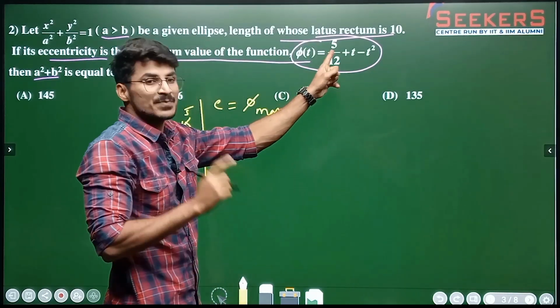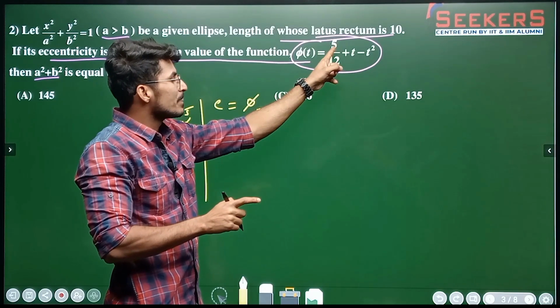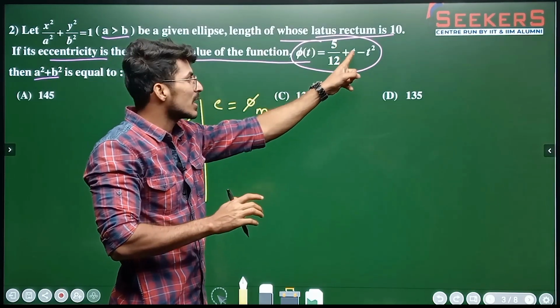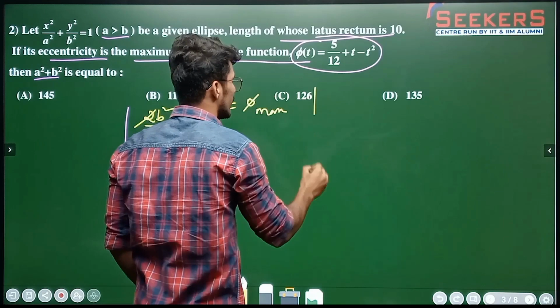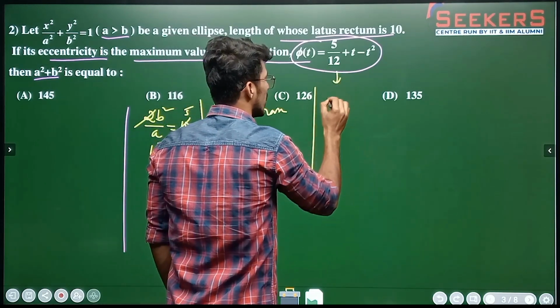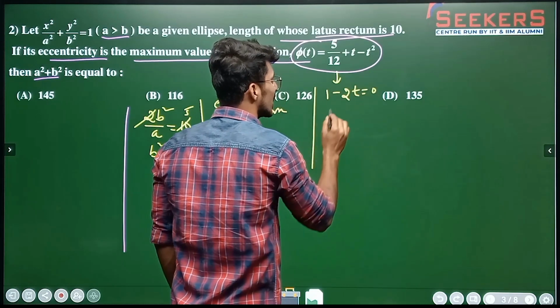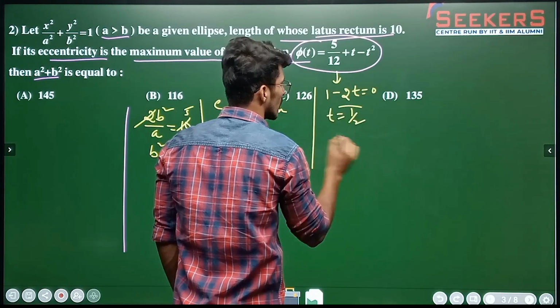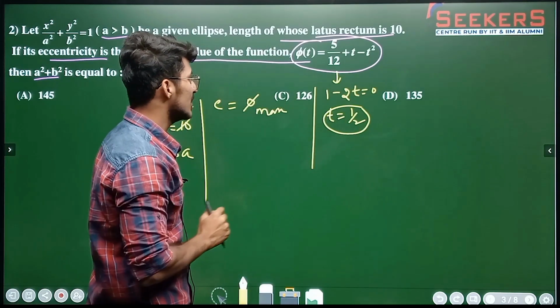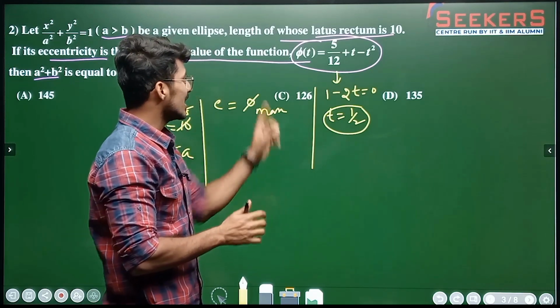If I differentiate with respect to t, d by dt of 5 by 12 is 0, dt by dt is 1. Alright, I am differentiating this. So 1, differentiation of t square is what? 2t, and if I equate with 0, what am I going to get? The t value is going to be 1 by 2. If t value is 1 by 2, then eccentricity is what?